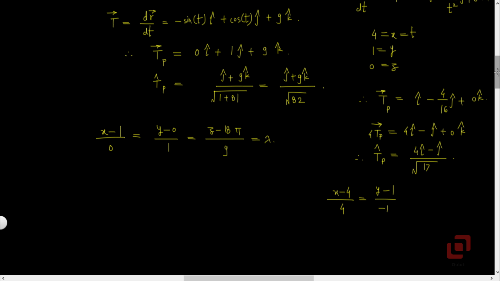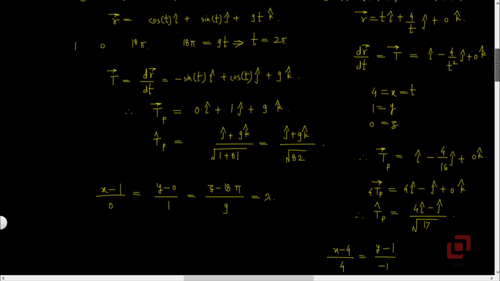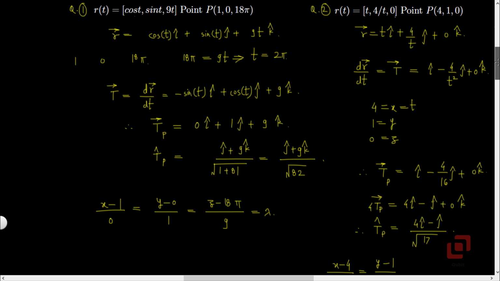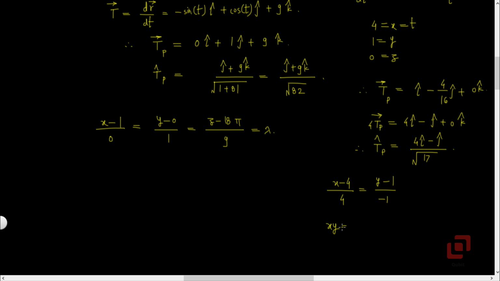Let us now go back to the equation and try to recognize the curve. X coordinate is t and y coordinate is 4 upon t. So if you multiply the x and the y coordinate, we will get the following. x into y equal to t into 4 upon t. t will get cancelled, so we will get 4. And what does xy equal to 4 represent? It represents a rectangular hyperbola.